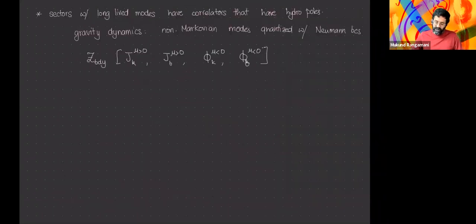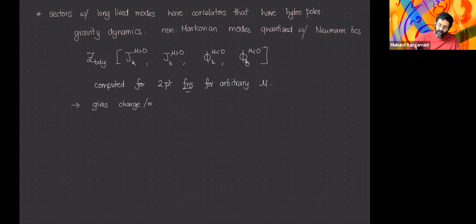I'm sorry for having gone over time, but let me give you the punchlines of what this is. So this has been computed for two-point functions, for arbitrary m. And in particular it gives you the dynamics of charge diffusion and momentum diffusion for a neutral black hole. As expected, you get the correct answers, you get the correct dispersion relations, you get everything, but it also gives you the retarded correlator and fluctuation correlators.